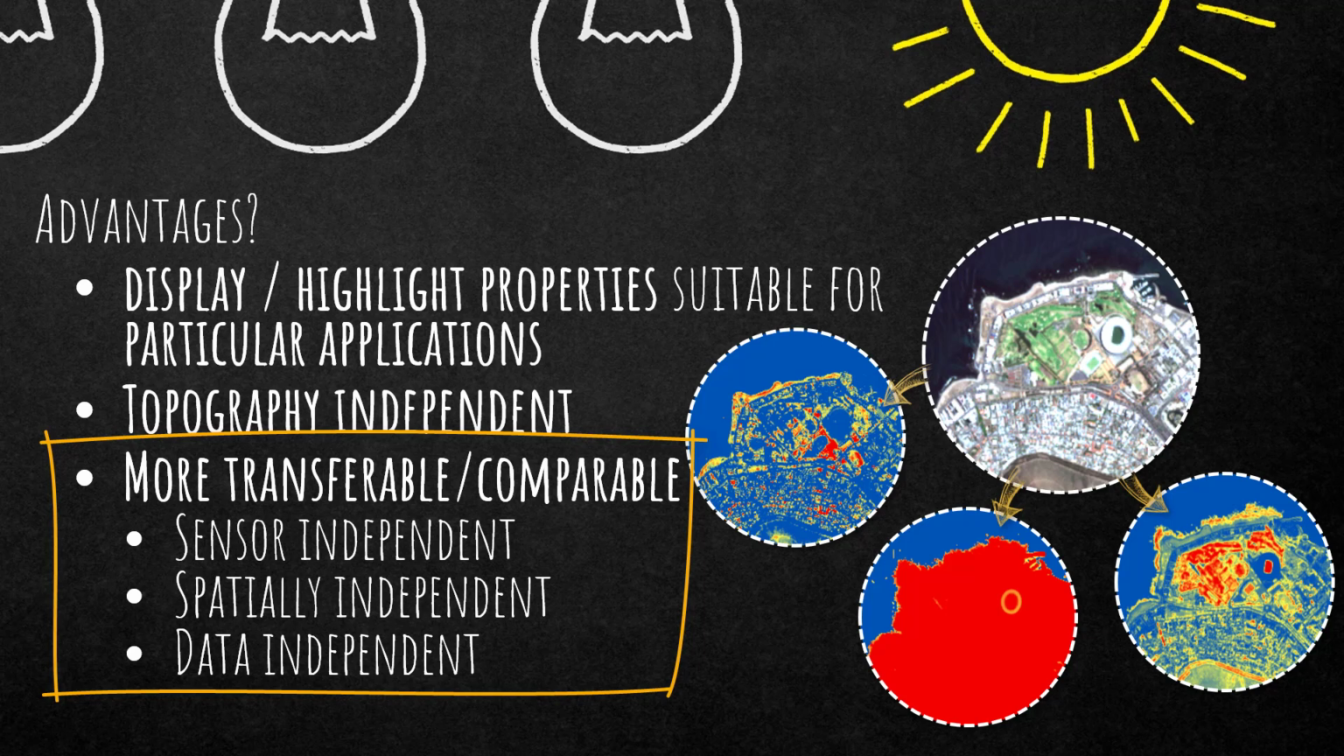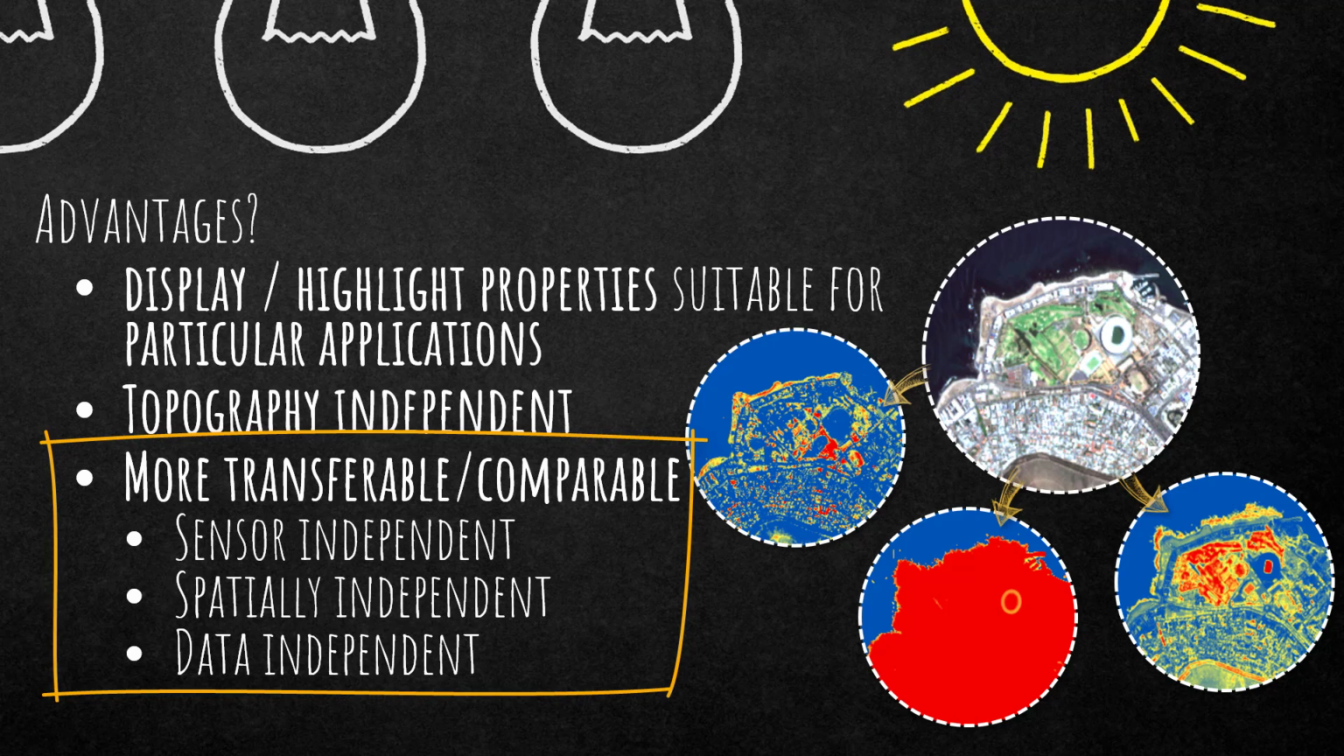Spatially independent, what I mean by that is that the pixel size doesn't matter. The value is still comparable, so it doesn't matter if you have 10 centimeter pixels or 10 meters. If you calculate the NDVI, the values are comparable in these regions, right? So UAV data that you collected, calculate the NDVI, compare it to a satellite image, that's perfectly fine.